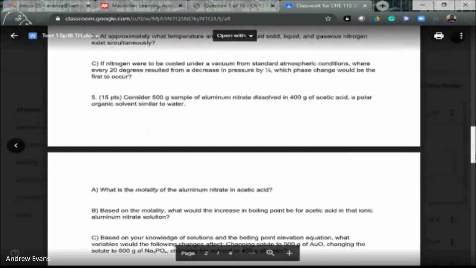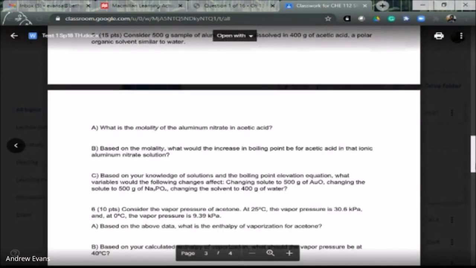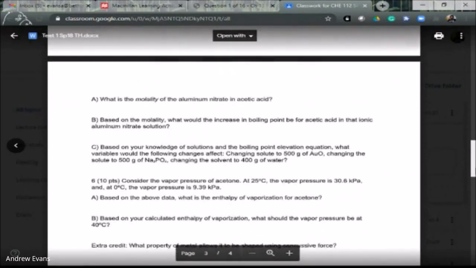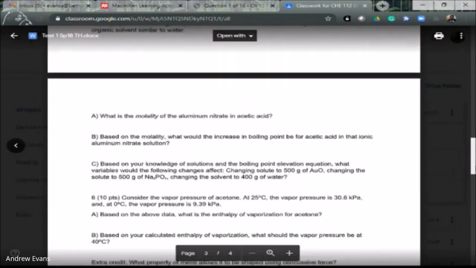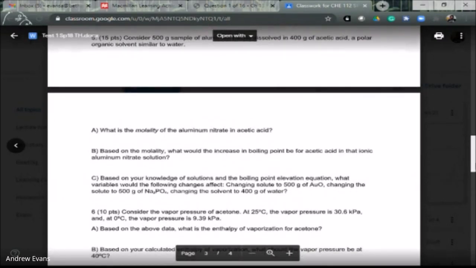Okay, number 5. Consider a 500-gram sample of aluminum nitrate dissolved in 500 grams of acetic acid, a polar organic solvent similar to water. What's the molality of this? Then the increase in boiling point for acetic acid in that ionic aluminum nitrate solution, and then, based on your knowledge of solutions, discuss that. So let's just work through that. What is molality? You would have to look up the Kb of that, and that's something I don't have handy, but you could look that up.